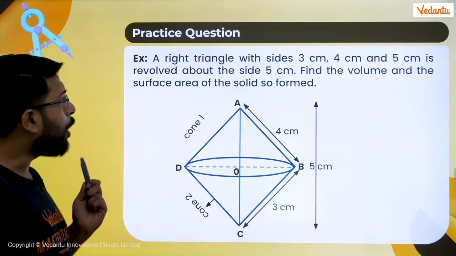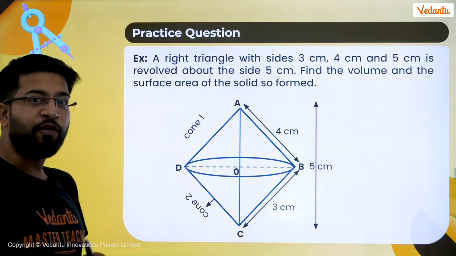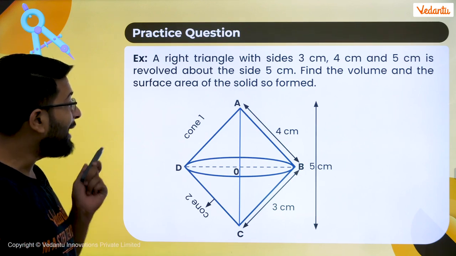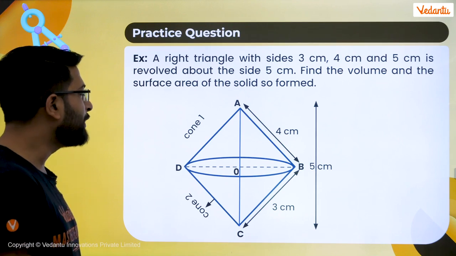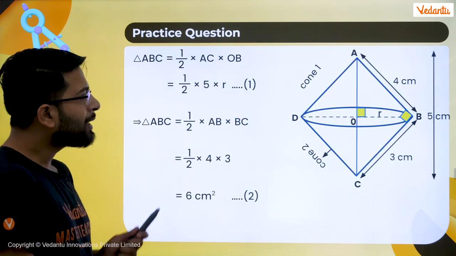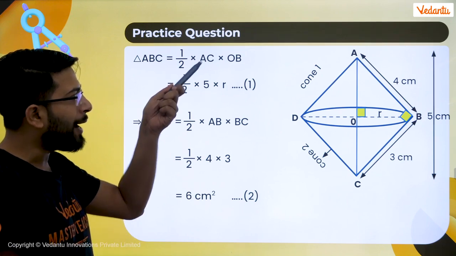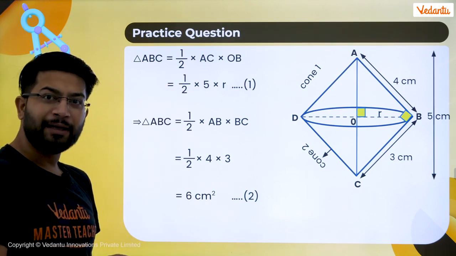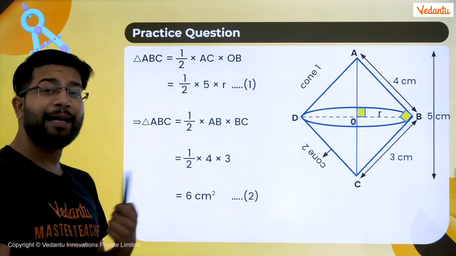So now champ, in order to find the volume and surface area, we have to find the height of the cone also. That means we have to find the OA and OC. So now how to find OA and OC champ? What we can do is, both triangle ABC and triangle ADC are right angle triangles. Yes, both will be congruent also because we are revolving the same triangle.